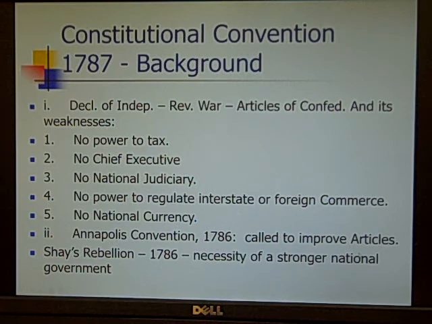Some of those flaws: there's no one in charge. There's no chief executive or president. There's no national court system. There's no national currency. All of this leads to situations in which the states are pretty much completely autonomous. They have to regulate themselves. And when there's a conflict between 2 states, there's really no way to resolve it, because there's no national government able to step in and play mediator.